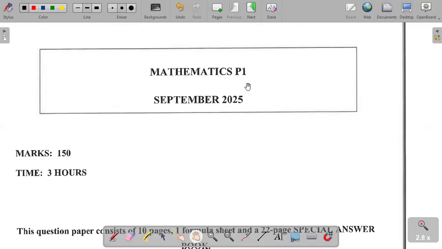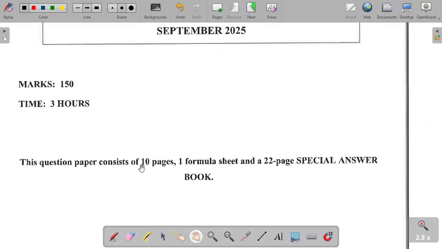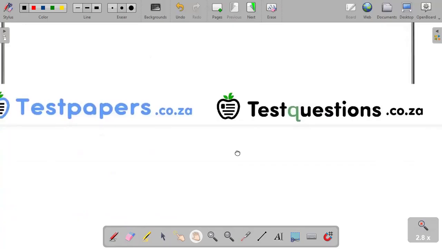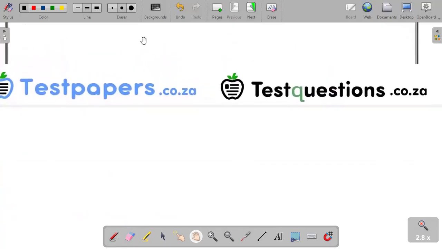So you can see, guys, it's a 3-hour paper and it's 150 marks. So we're gonna do this paper together. This question paper consists of 10 pages, one formula sheet, and a 22-page special answer book.